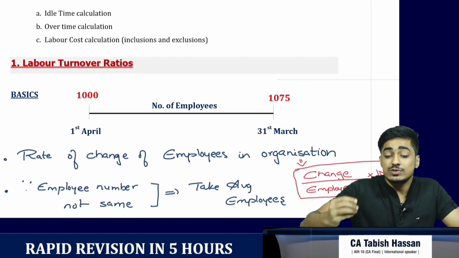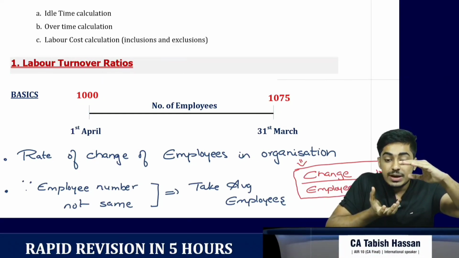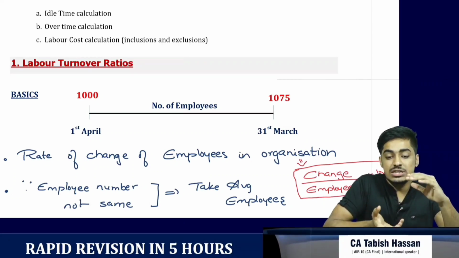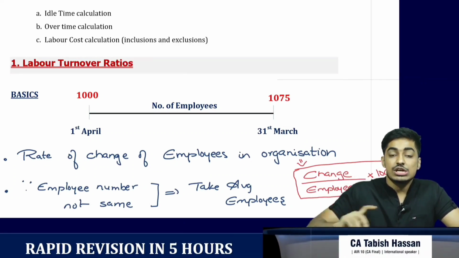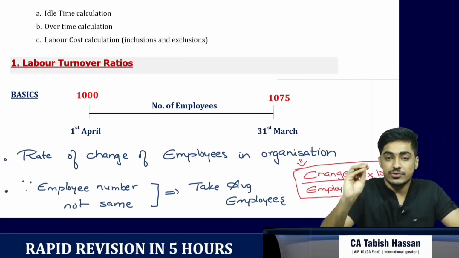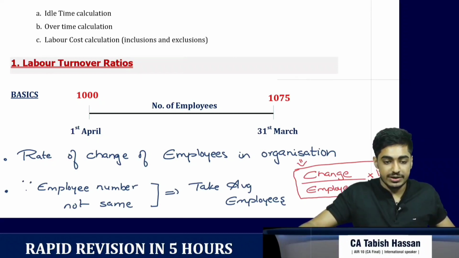So how do we get the rate of change of employees? What are we seeing? The change of employees. What are we comparing it against? The employees in an organization, and we are multiplying it by 100 to get the percentage. So what is the formula for labor turnover ratio? It is change of employees divided by employees into 100.